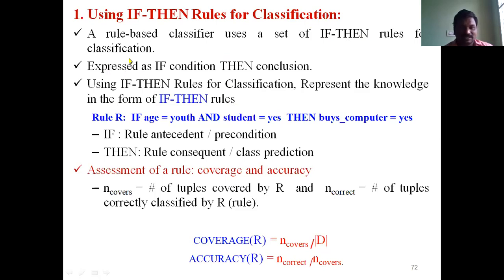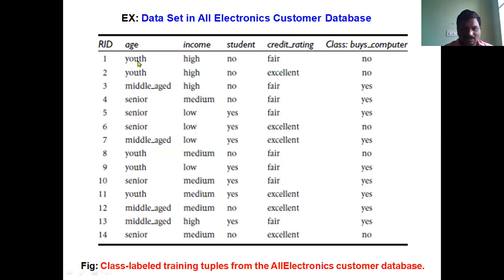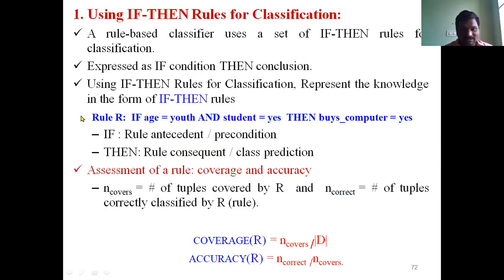The expression is of the form: if condition, then conclusion. This is the syntax for if-then rules. We use if-then rules for classification, representing knowledge in the form of if-then rules. For example, rule one: if age equal to youth. I am taking these from the data set, and I am going to write some rules here.